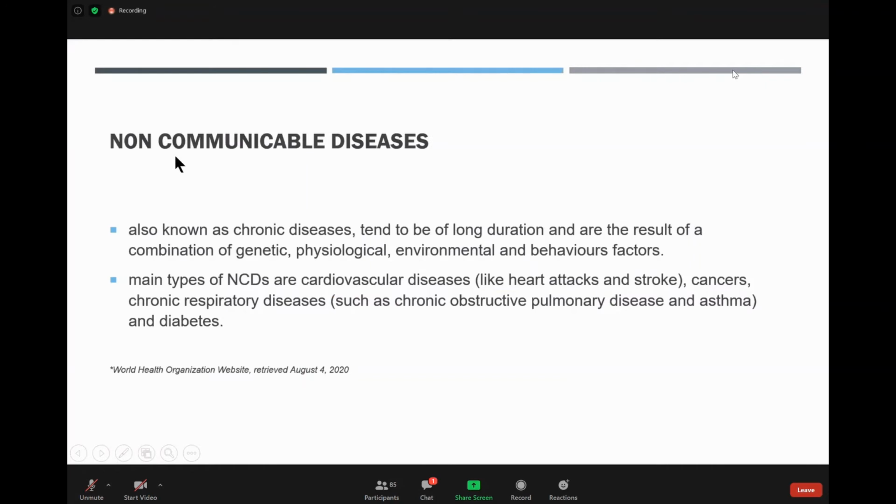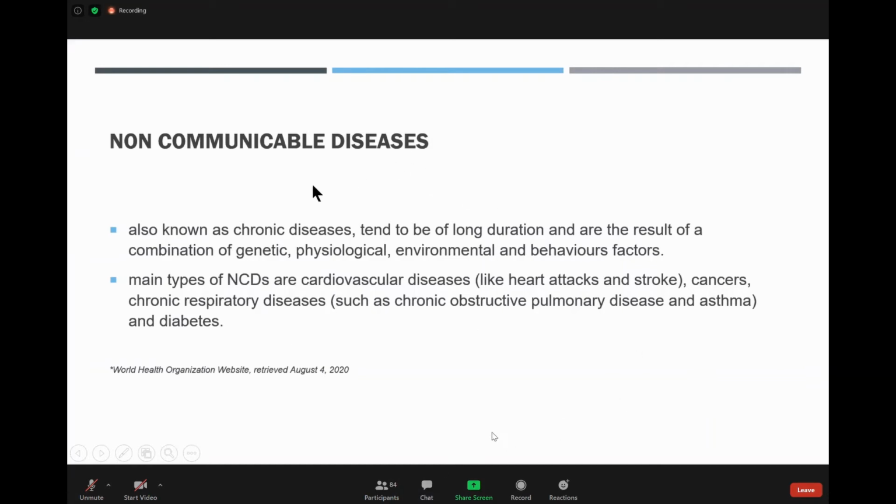I would like to define ito pong non-communicable diseases. Your non-communicable diseases are also known as chronic diseases. They tend to be of long duration and are results of your genetic, physiological, environmental, and behavioral factors. Here in behavioral factors, this includes your diet, your sedentary lifestyle. May mga guilty po ba dyan? Mga kinakain natin ay puro mantika, mga ganyan. And then main types of your non-communicable diseases are cardiovascular diseases like your heart attacks, your strokes, and then your cancers and chronic respiratory diseases, to include your diabetes. This is from the World Health Organization website.